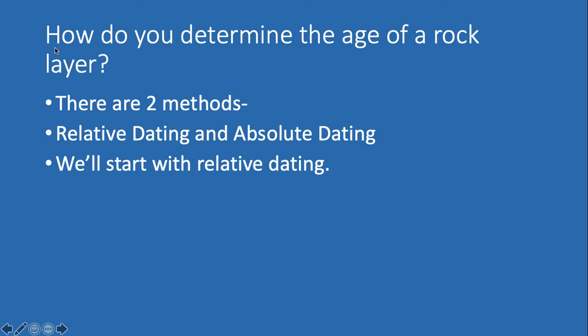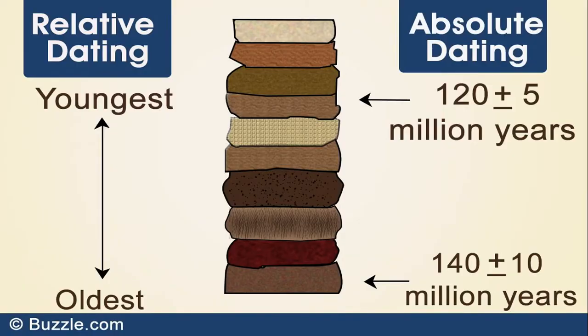So there's two methods of dating rocks, relative and absolute. And we'll start off with relative. Relative dating is saying that one rock is older than the other based on their position. Absolute dating is where you tell the exact age of a rock or close to the exact age of a rock.